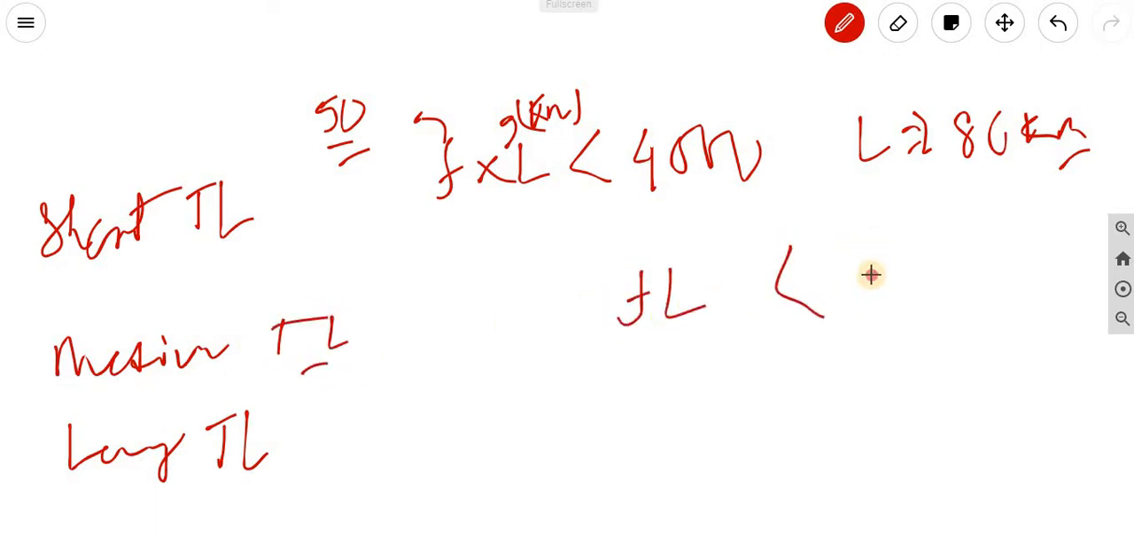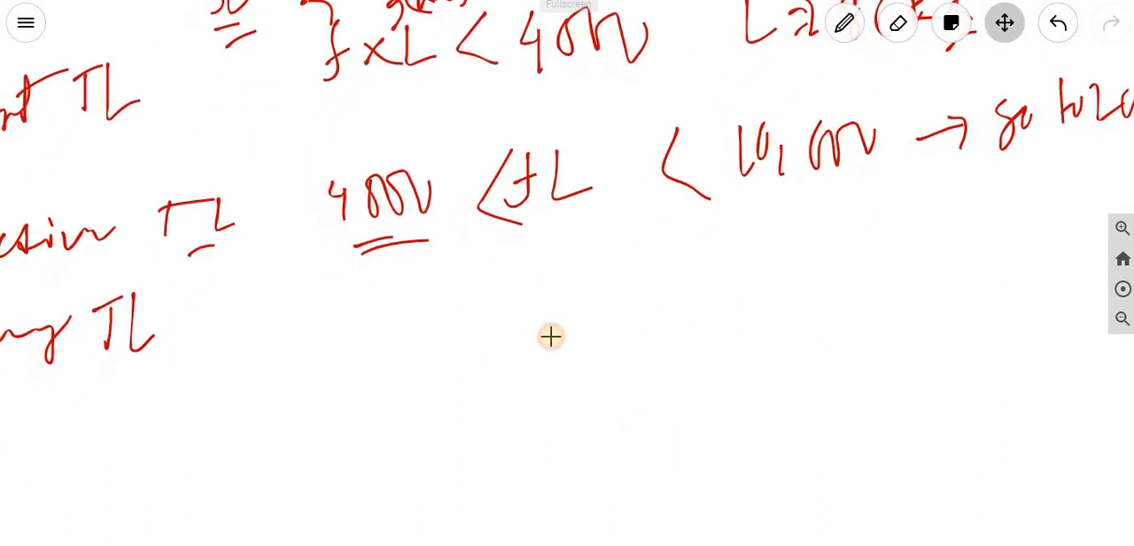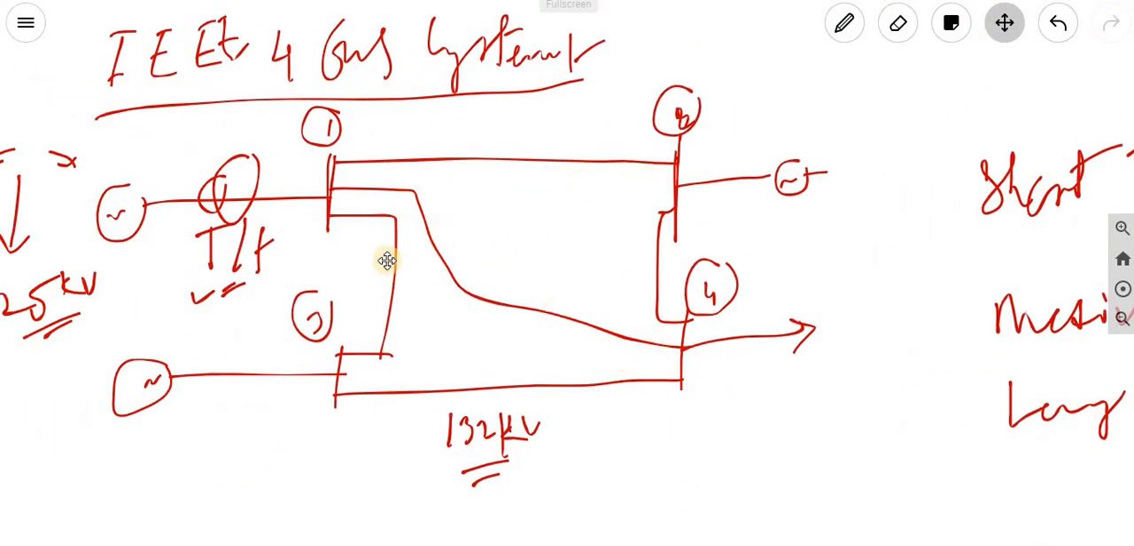For a medium transmission line, FL is less than 10,000 and greater than 4,000, so the line length is almost 80 to 200 kilometers. For a long transmission line, FL is greater than 10,000, and in that case L is greater than 200 kilometers. Here we are considering the shorter line length, that means the operating frequency is 50 Hz and the line length is 80 kilometers or less.